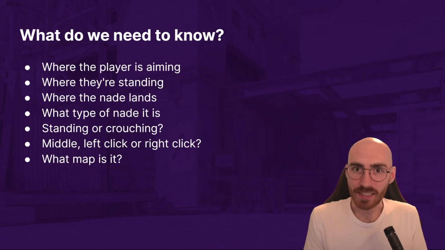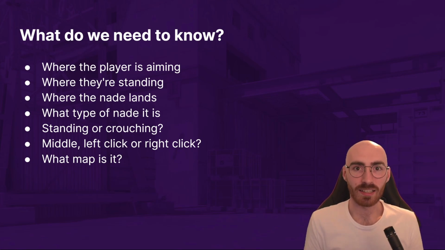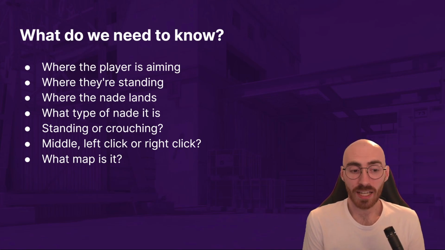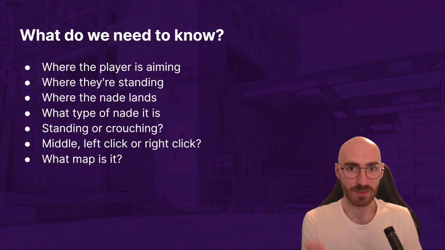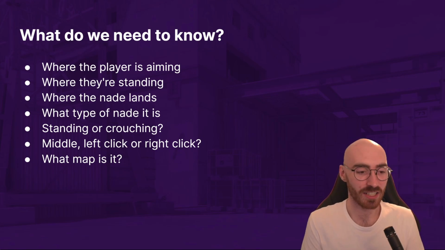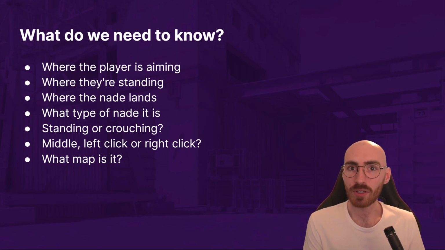So what do we actually need to know from the demo file? Well, this is the list here. Where they're aiming, where they're standing, where the nade lands, what type of nade it is. Is it an incendiary? Is it a Molotov? And I'm so glad I split those two out, given the most recent update where the Molotov and the incendiary spread patterns have changed. Flashbang, HE, that sort of thing. I ignore decoys, don't need them.